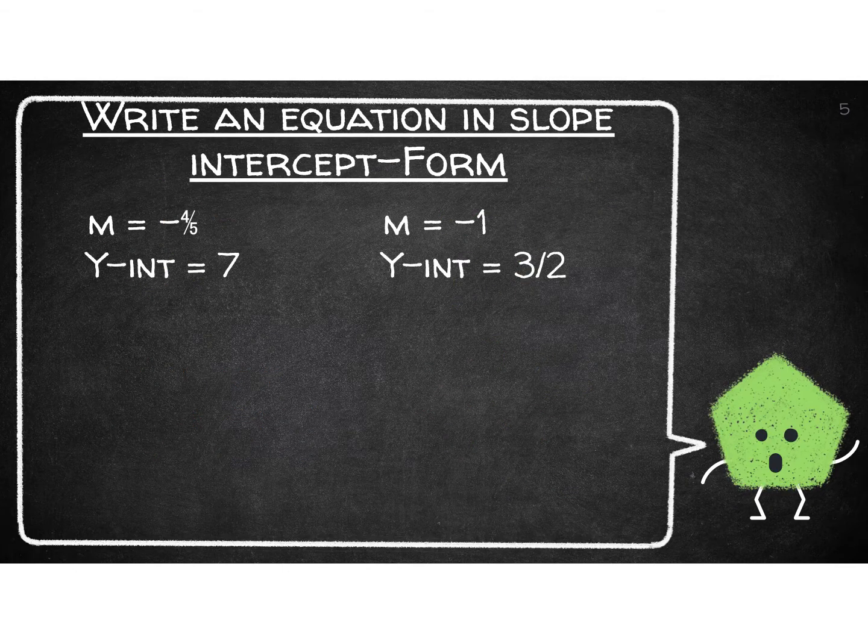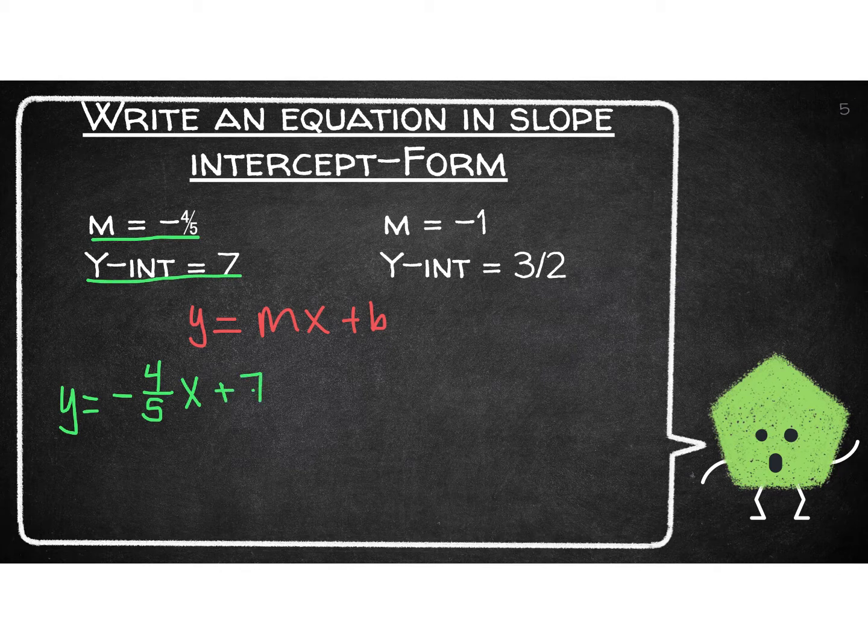Now we're given the information, the m and the b, and we need to find our slope-intercept form. Again, we're just recalling that our slope-intercept form is y equals mx plus b, and then fill in what we know. For this first one, my m is negative 4/5. So that's y equals negative 4 over 5x plus b, and my y-intercept is b, so plus 7.